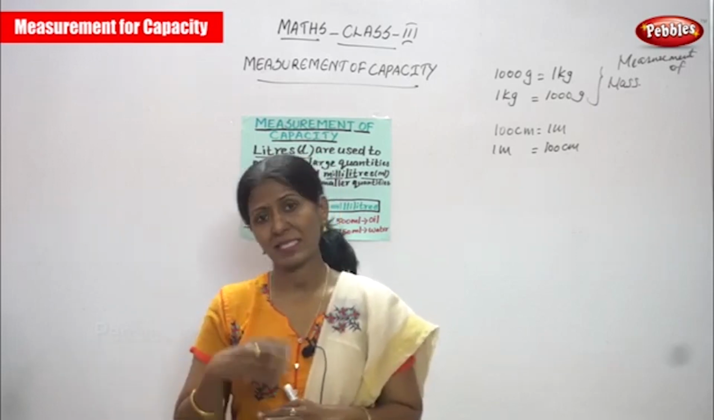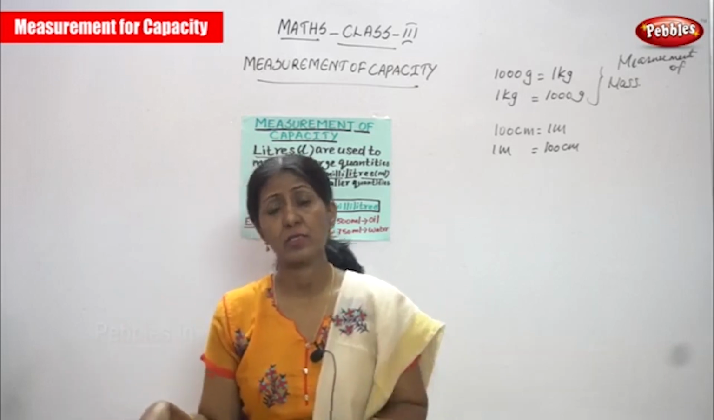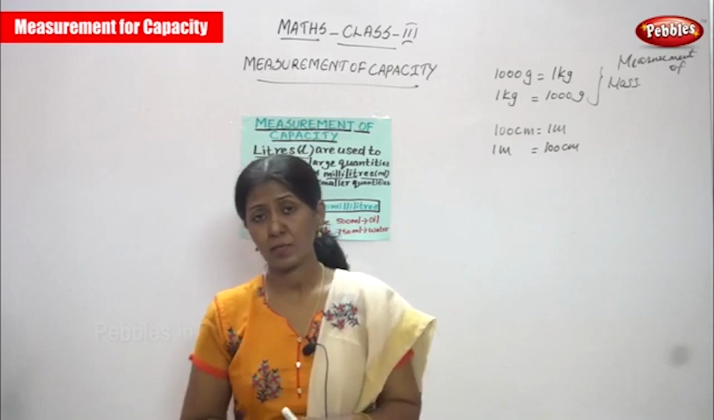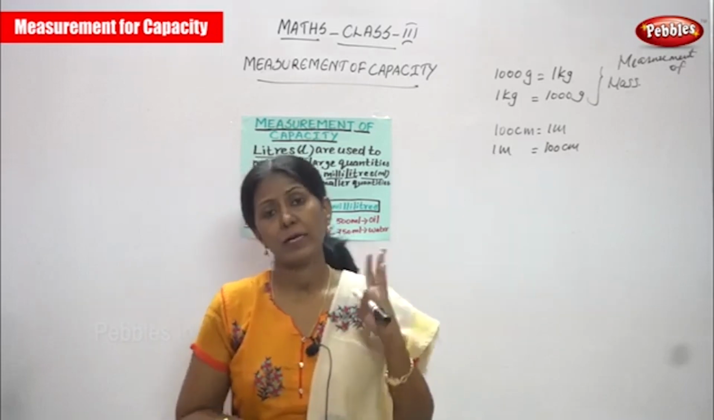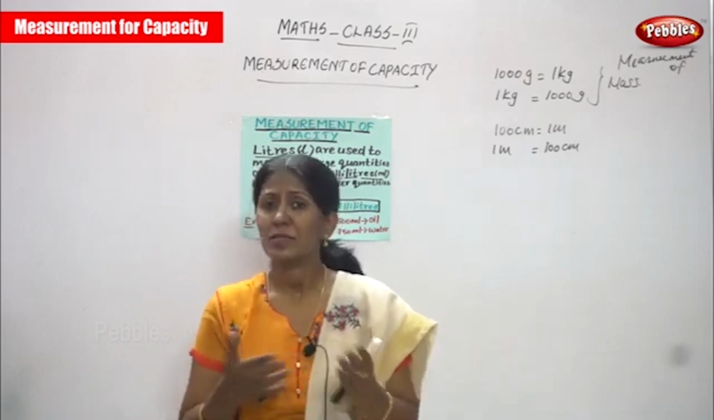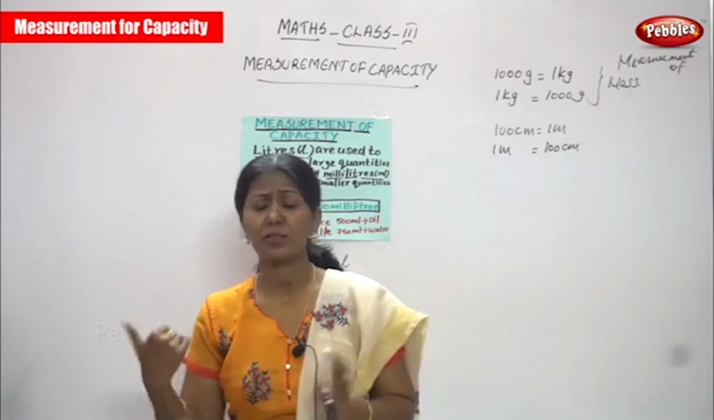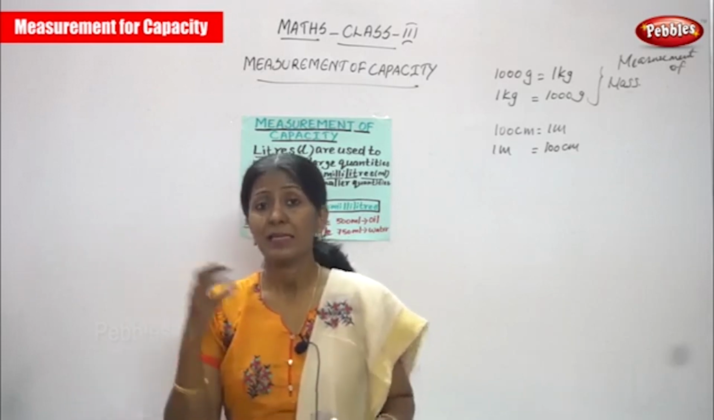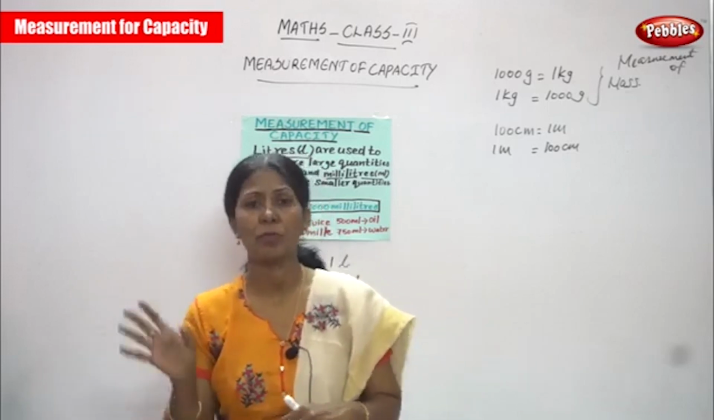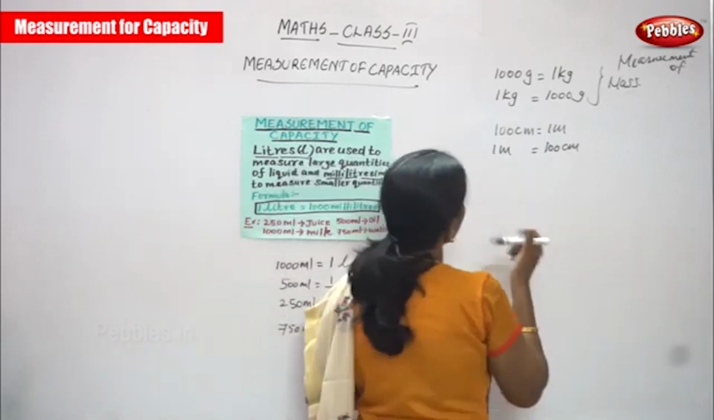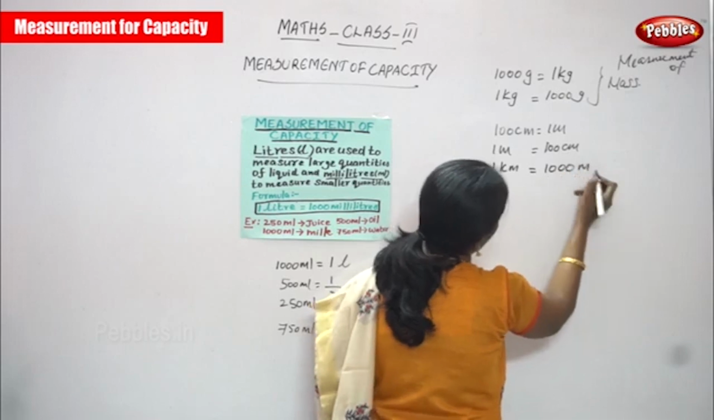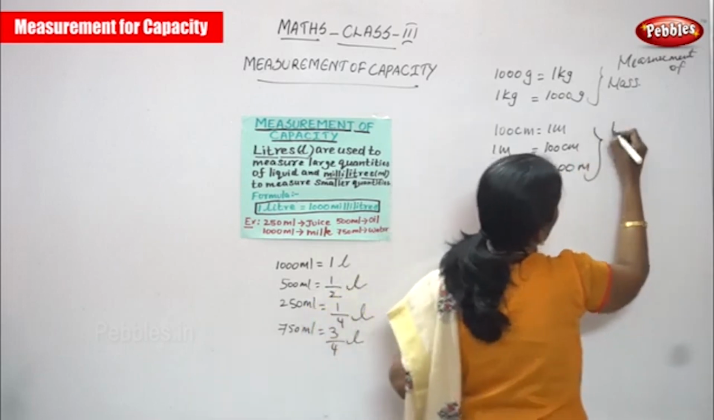And kilometer is for a very large distance from one place to another, like Trichy to Bangalore, Salem to Coimbatore, Coimbatore to Bangalore, Delhi to Chandigarh, Trivandrum to Chandigarh. These are very long distances, and we measure them in kilometer. 1 kilometer is equal to 1000 meter. These are the formulas you have to memorize very clearly.